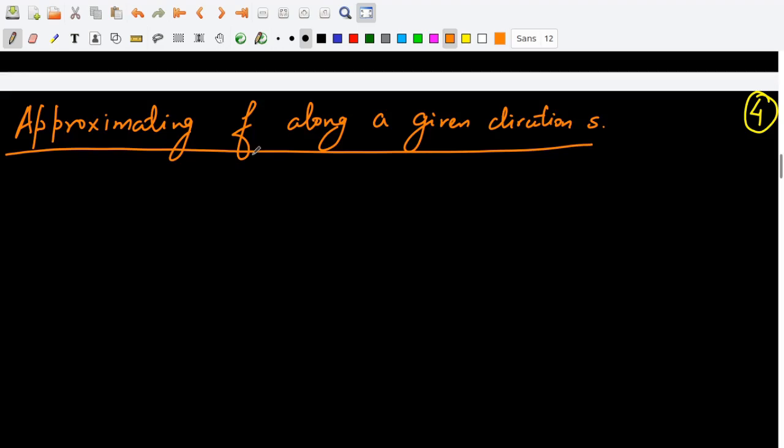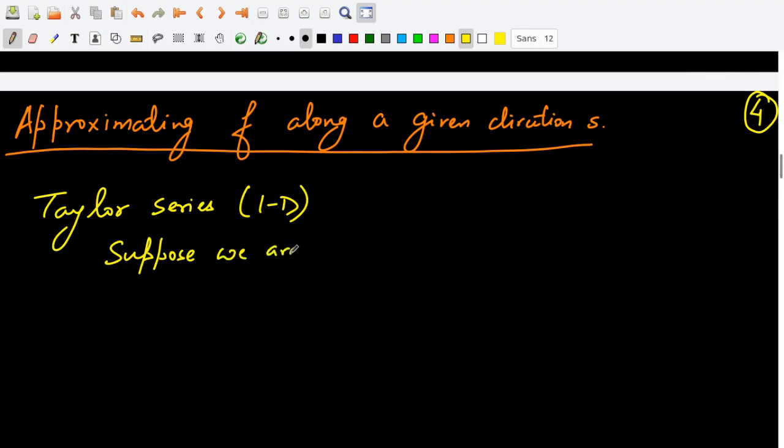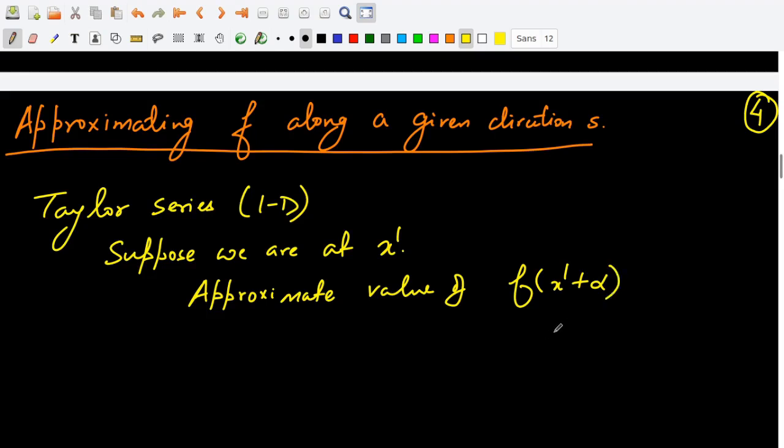So what Taylor series says, let's look at the 1D case first. So suppose I am at a given point x1, and we want to move to the point. So we want to approximate the function at some distance away from x1. Now, since we are in one dimension, there are no real directions to move. I can only increase x1 or decrease x1. So let me say I change x1 by alpha.